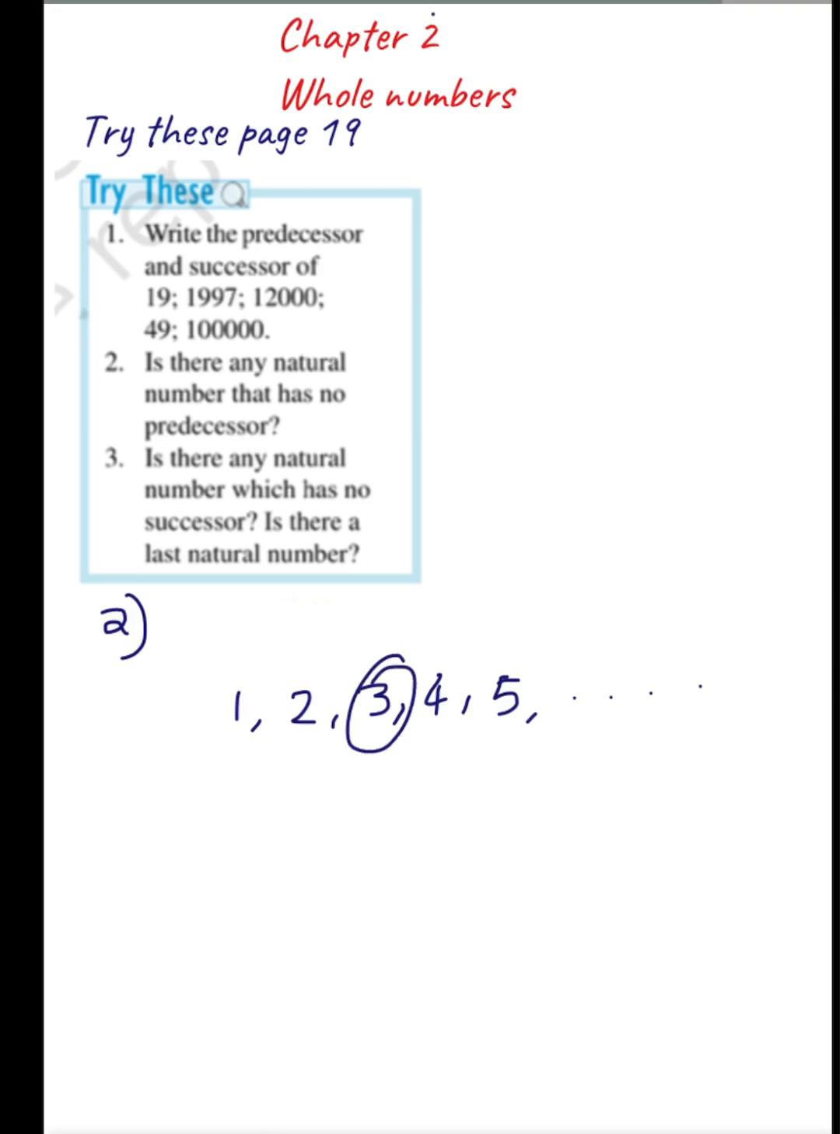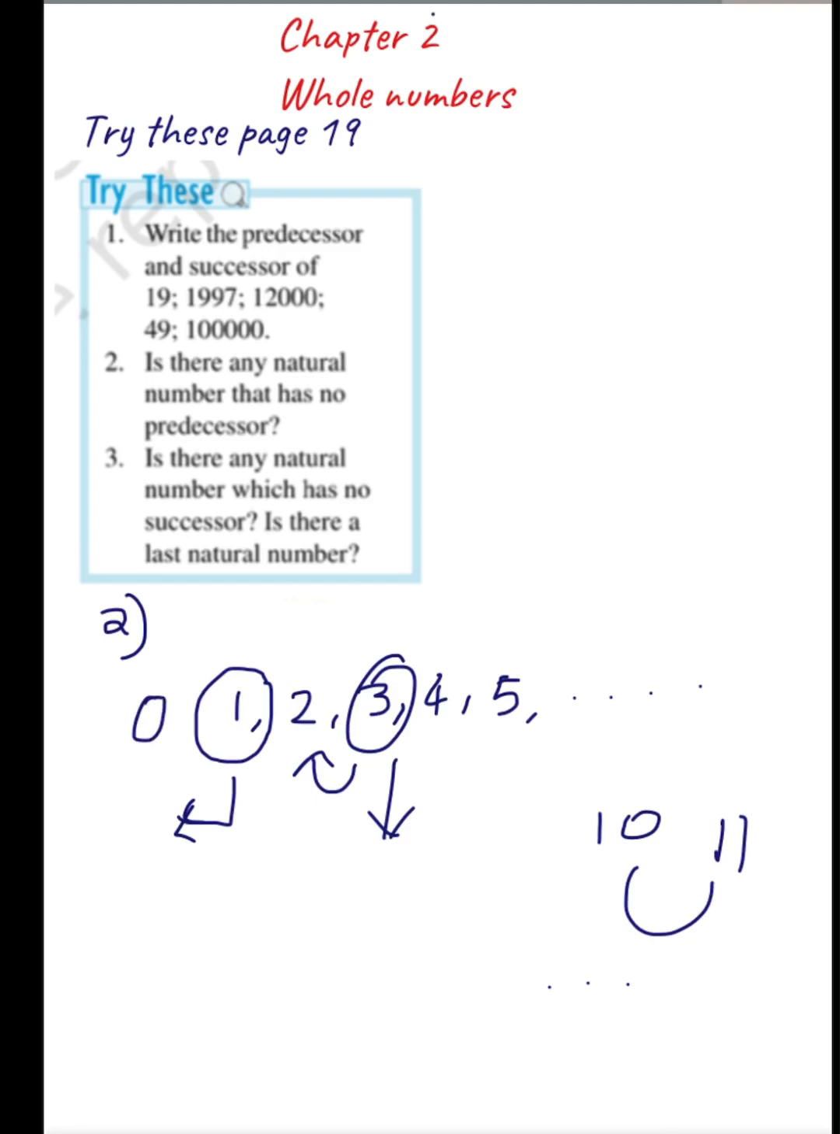If you are taking 3, then it has one predecessor, 2, and if you are taking 11, then it will have one predecessor, 10. But if you are taking this number 1, can you see any predecessor for number 1? No, there is no predecessor for number 1. If you put 0 here, then this will turn into whole numbers, and then this will not be natural numbers.